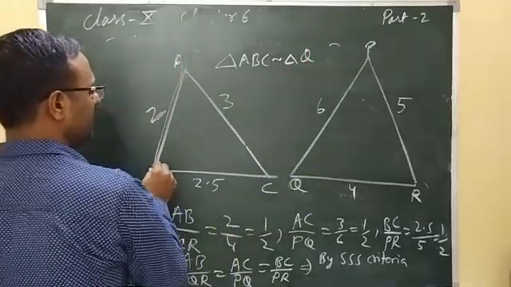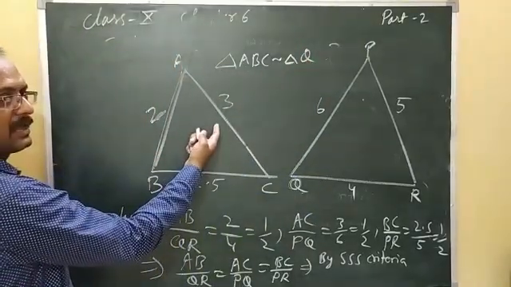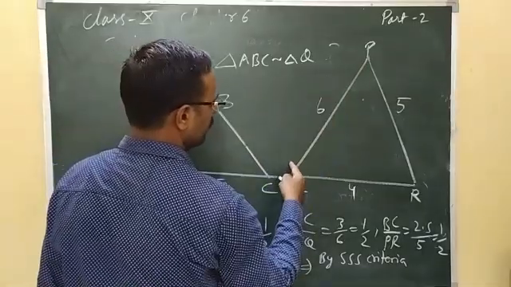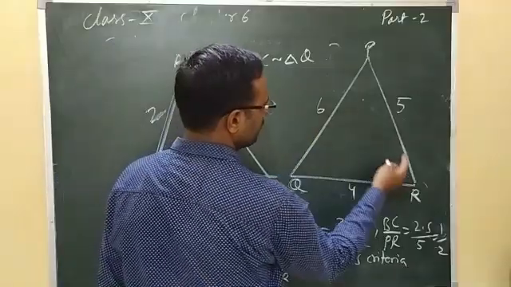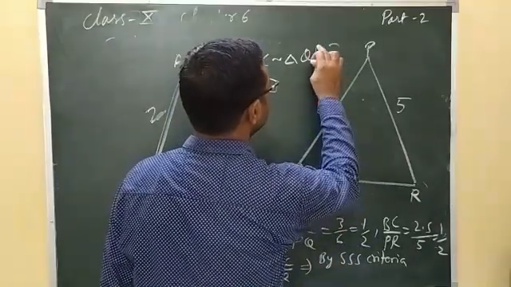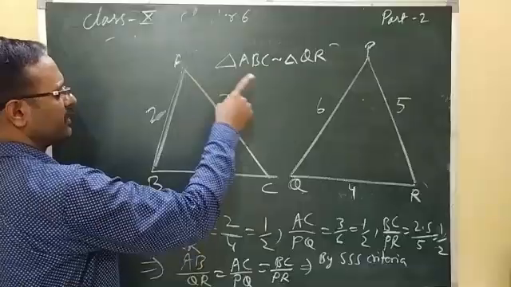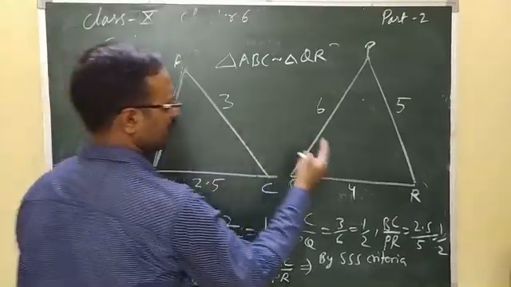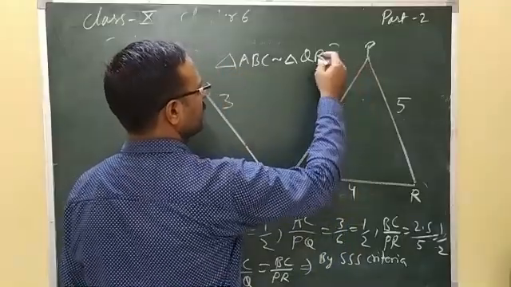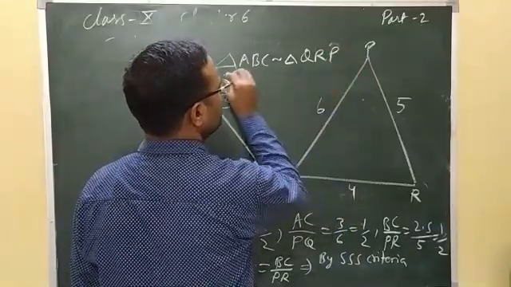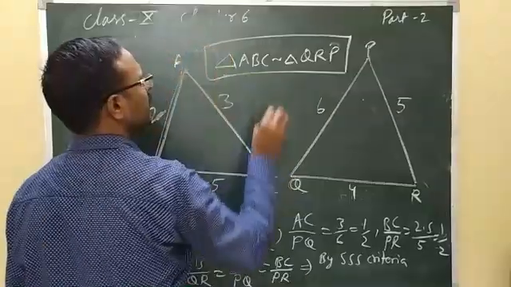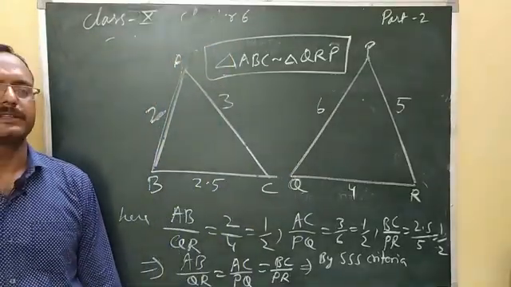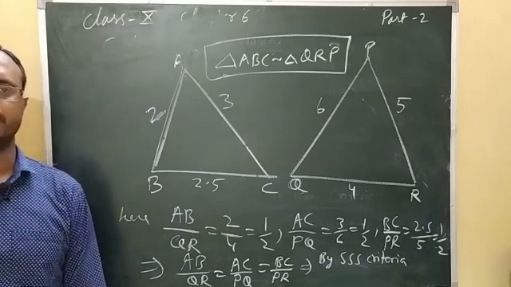Now B is opposite of 3. The corresponding side for AC was PQ and the opposite point is R, so R will come here. And for point C, this was the opposite side and it was corresponding to 4 and the opposite point is P. So we will write the similarity in this way. So that was the application of similarity of triangles.